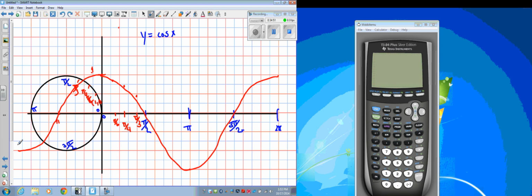It still has a period of 2 pi, the normal y equals cosine function. You can change the amplitude by putting a number out in front here. You could change the period by putting a number in here, just like this. And the statement for the cosine function is on page 148.